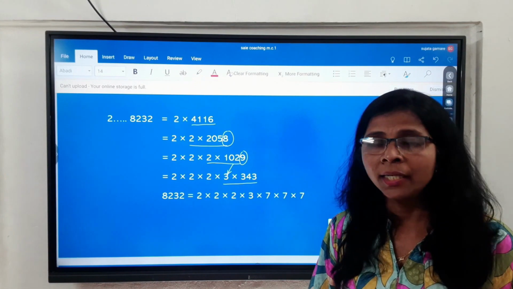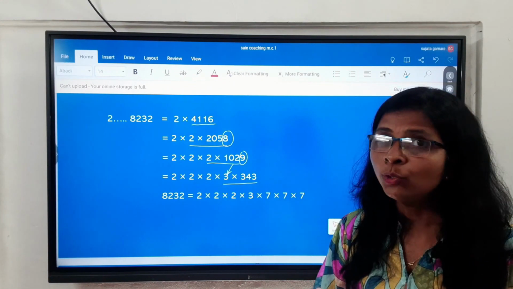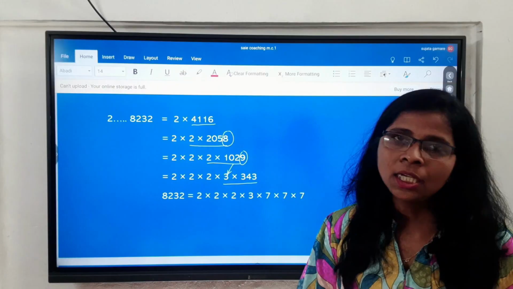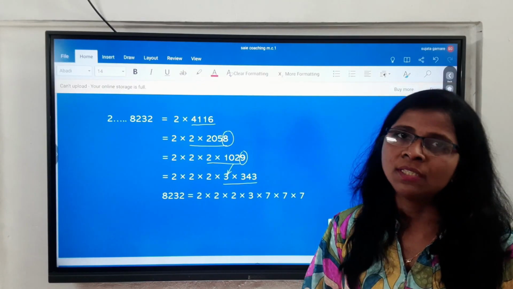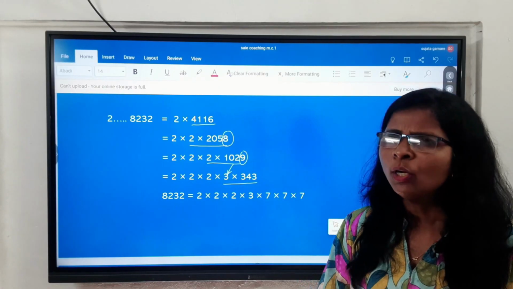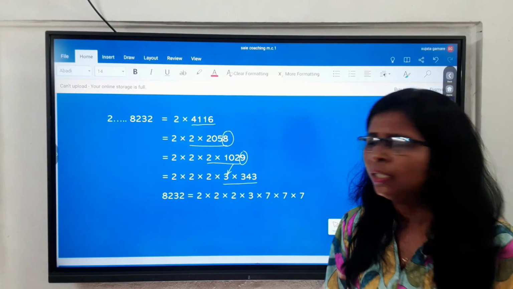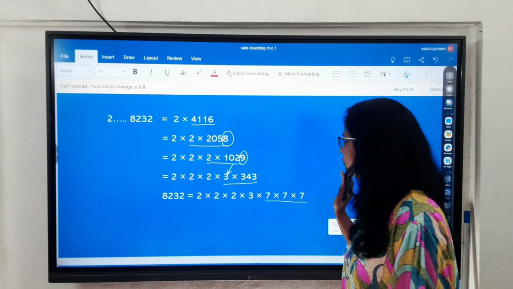Now here I get the number 343. I know that 343 is the cube of 7. So I directly factorize this number. That is 7 into 7 into 7.